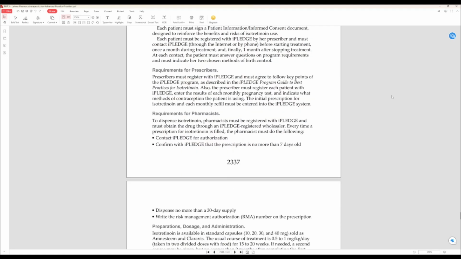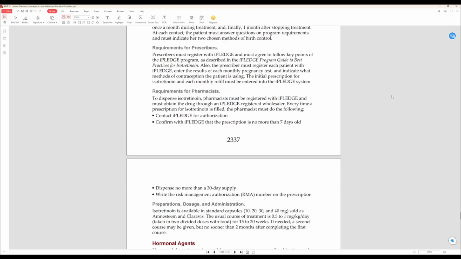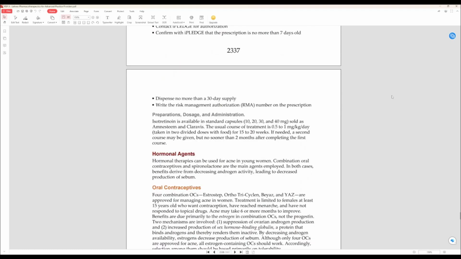Requirements for the pharmacist. To dispense isotretinoin, pharmacists must also register with iPledge and must obtain the drug through the iPledge registered wholesaler. Each time a prescription for isotretinoin is filled, the pharmacist must do the following: contact iPledge for authorization, confirm with iPledge that the prescription is no more than 7 days old, and dispense no more than a 30-day supply. Write the Risk Management Authorization or RMA number on the prescription.